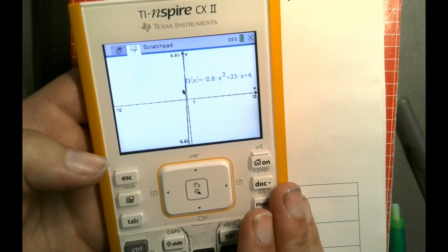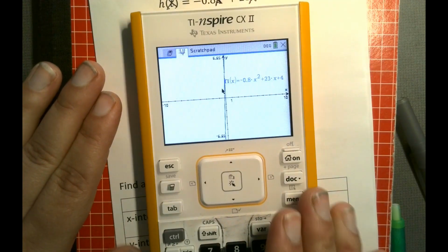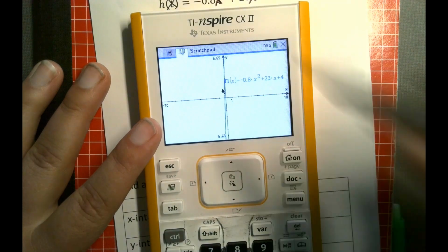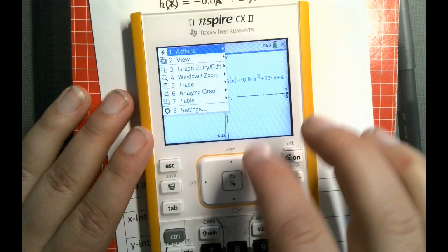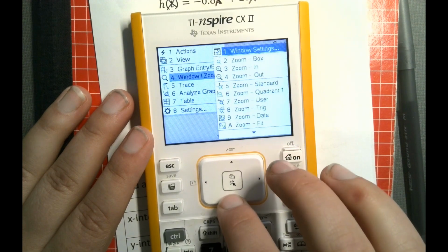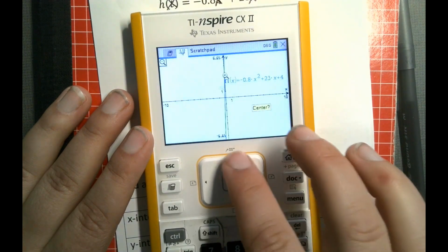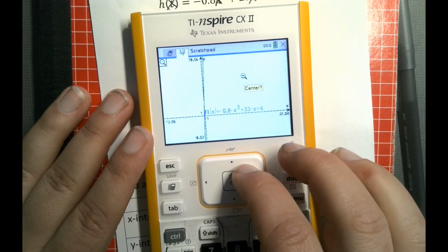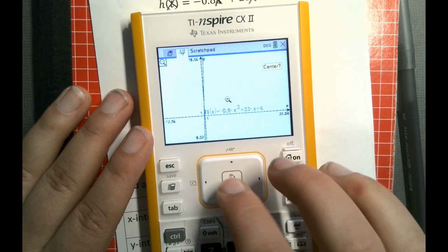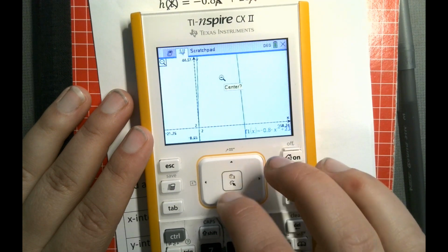Ta-da! It graphed. Where's the graph at? See, there's a skinny blue line right there? Okay, so we're going to go to menu, and I'm going to zoom out so I can see it. It's going to let me move this to the center. I'm just moving it kind of over, and I'm going to move it up.